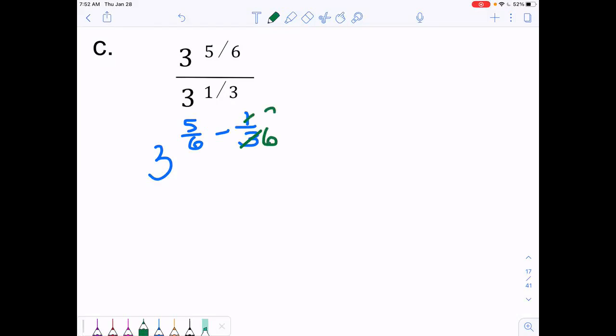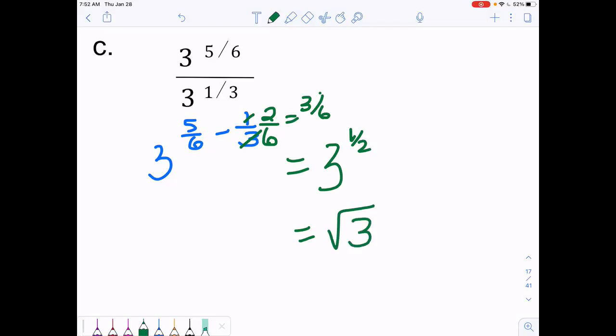Excellent. And I use the cheater method here. I just write it next to it. So multiply both by 2. And then when you subtract 5/6 from 2/6, you end up with, oh, wait, 3/6, yeah. Sorry. So that's 3/6 or 1/2. And we know 3 to the 1/2 can be written as square root of 3.